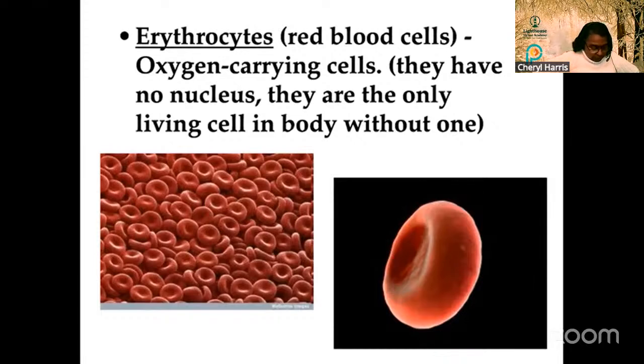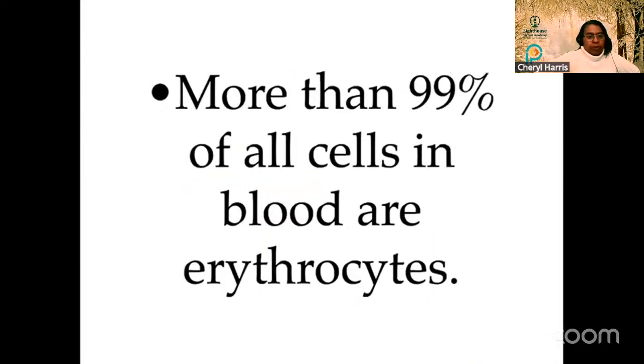So red blood cells do not have a nucleus, and we cannot get DNA from red blood cells because they have no DNA in them. Other than mitochondrial DNA, they still do have mitochondria. We still can't get mitochondrial DNA. More than 99% of all the blood cells in your blood are red blood cells. They're that important.